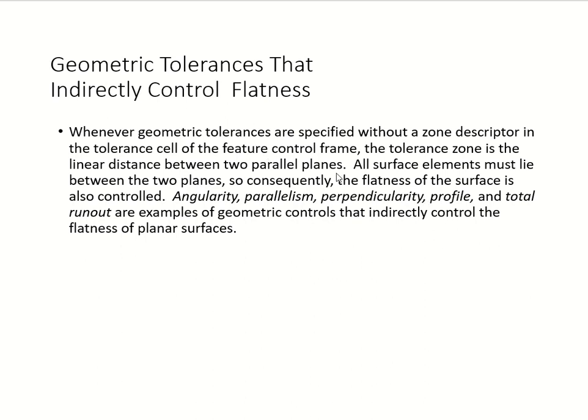So if you don't have anything identified in your control frame for your tolerance, then you just go with two parallel lines for the tolerance zone, because all surface elements, right? We are measuring the flatness to make sure it stays within the tolerance. You've got to make sure they stay between the two planes, the primary and secondary planes, in between the two surfaces. So that's the only way to control the flatness.